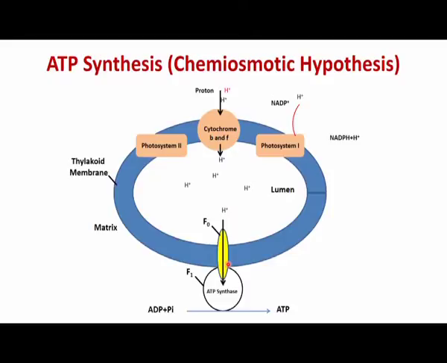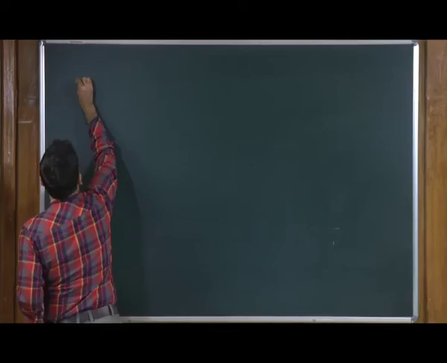So, now we will discuss how the proton comes out through the ATP synthase, and how the ATP synthase utilizes this potential energy to combine the ADP plus Pi to generate the ATP, which is used in the dark reactions to catalyze different types of chemical reactions. ATP synthase is a very big complex, and it is a complex of different types of proteins.